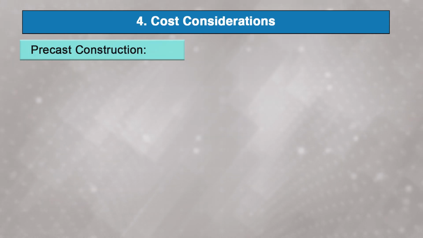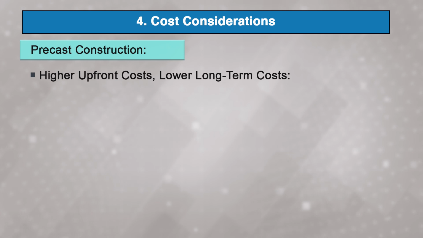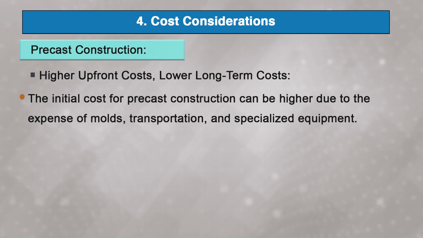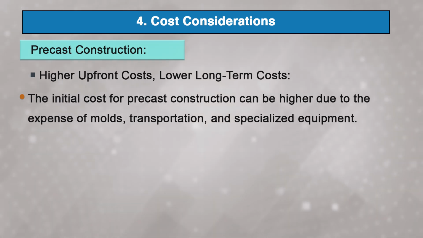So, in precast construction, as the quality is high and it is taking less time, it is a higher upfront cost and lower long term cost. The initial investment, that is the initial cost for precast construction, can be higher due to the expense of molds, transportation and specialized equipment. However, these costs are offset by faster construction times and reduced labor cost.